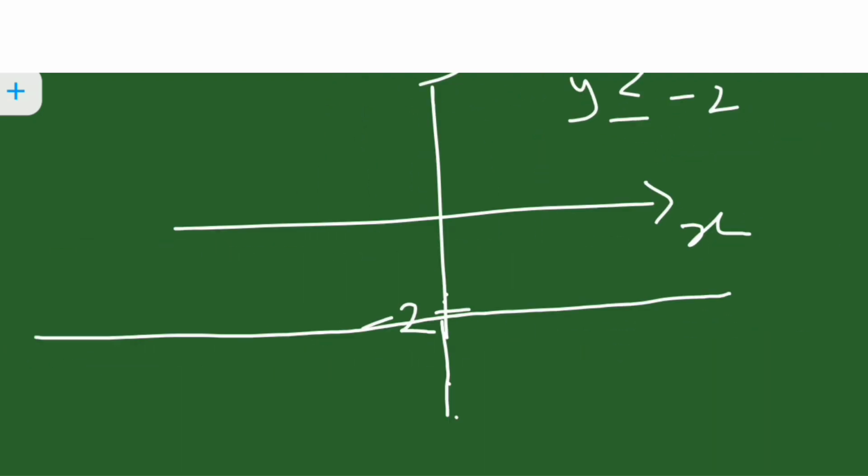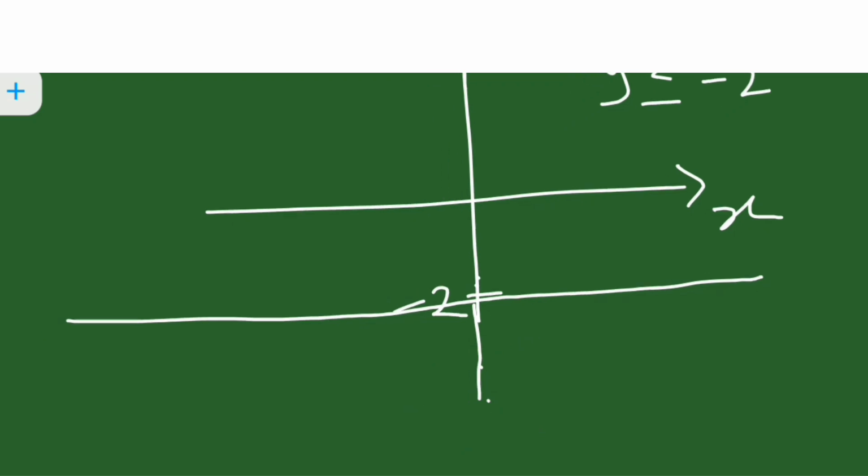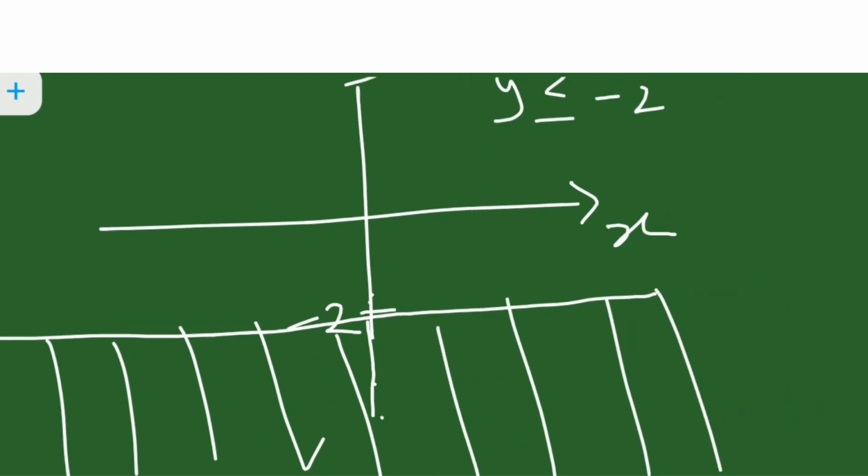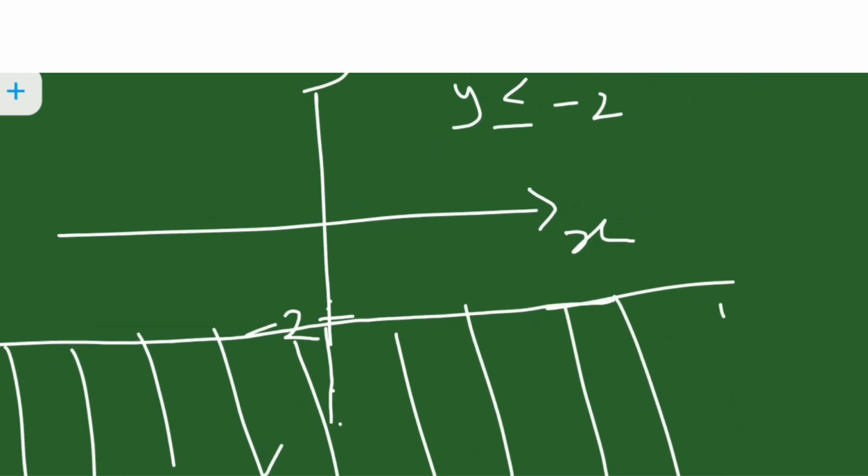So minus 3 will be around here, and minus 4 will be here, and so on. All these numbers at the back here are less than minus 2, and that's what you actually need. So that means we are shading below like this, not above. So just shade below like this. Then write the inequality there. So that's the answer to that one.